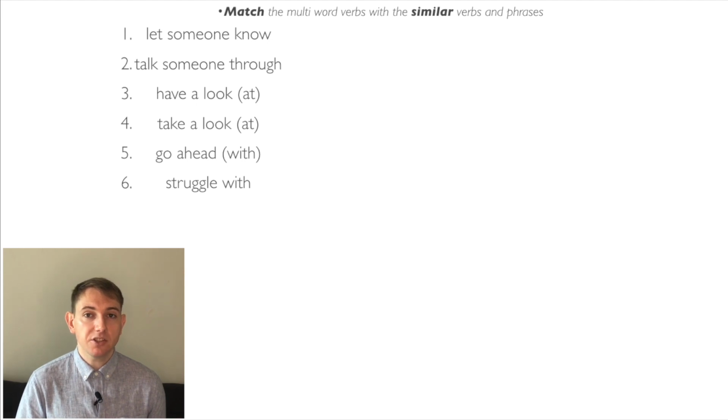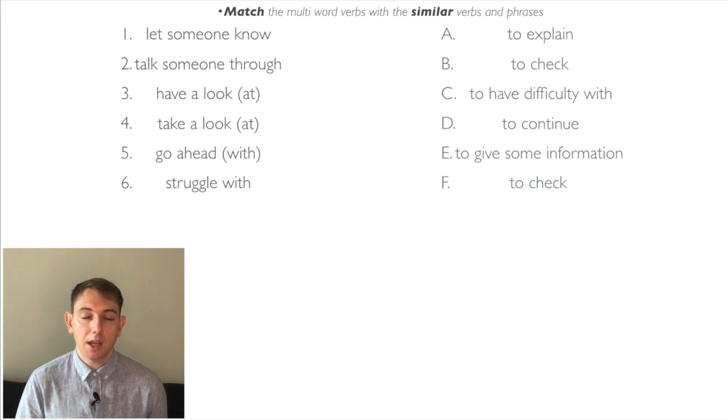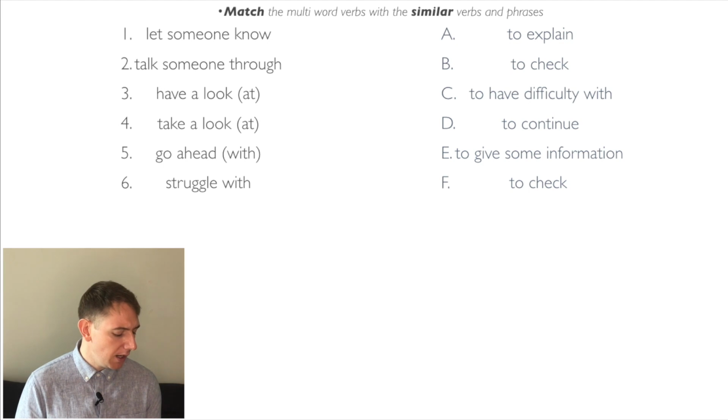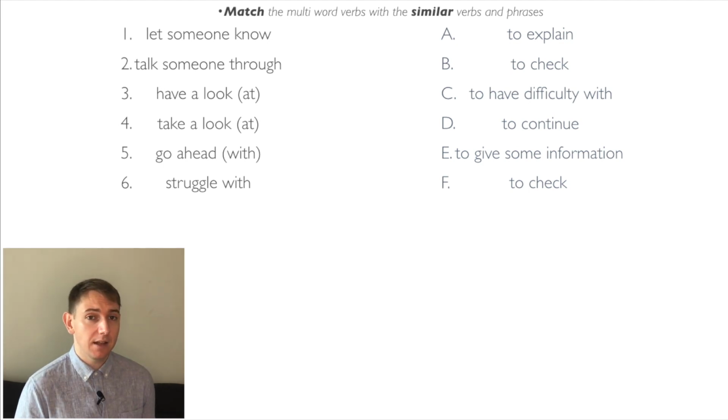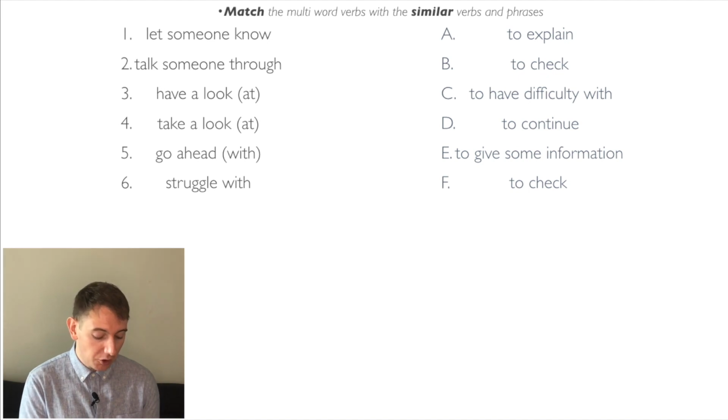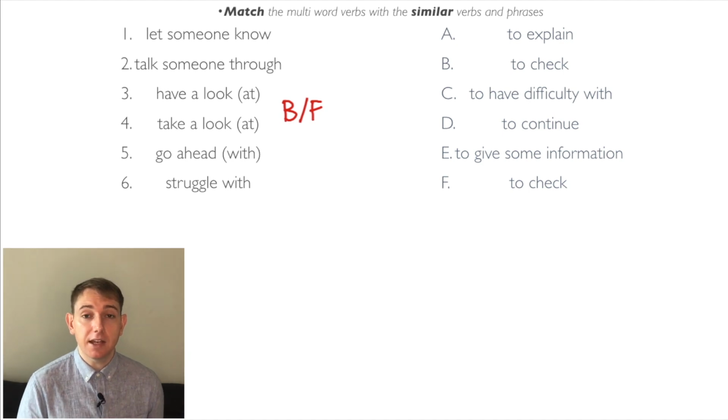Now, I'd like you to match these phrases here with similar phrases on this side. Here we've got some similar examples, some hints. Let's match them. So I'm going to do one with you. I think we'll do have a look at and take a look at. These ones both have the same meaning. Can you guess what it is? It's to check. So for this one, it could be B or F, both the same. Have a look at, take a look at means to check. How about the other ones? So pause this video, match the multi-word verbs with the similar expressions on the other side.